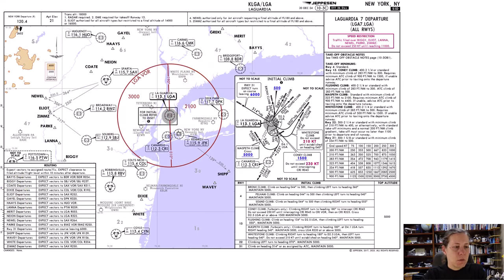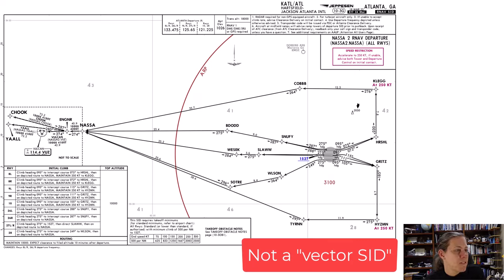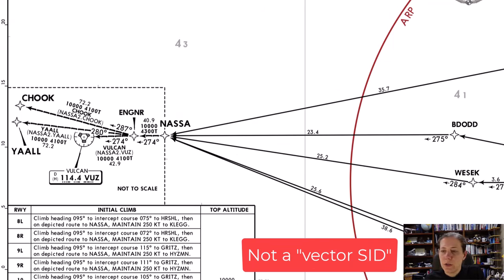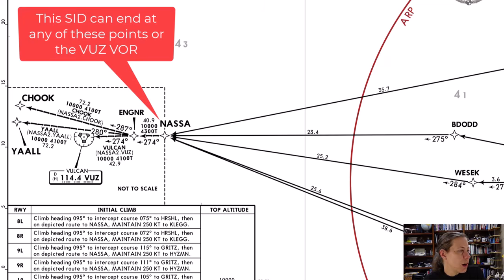Okay, cool. All right, now let's go on to another example. So here is an example of an RNAV SID. This one is not a vector SID. And this one would be if you are departing, generally going westbound from Atlanta, because you can see everything funnels into NASA and then engineer, haha, cute. And then you could end up at Vulcan VOR or Y'all intersection or Chook.